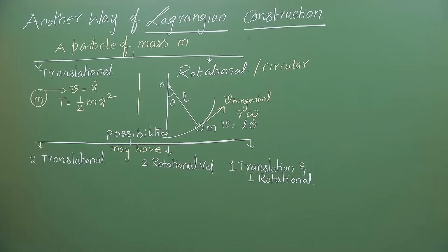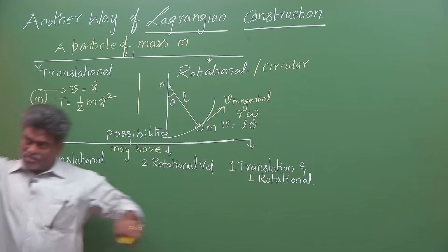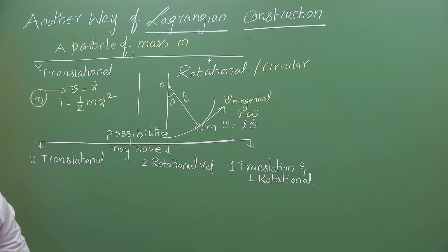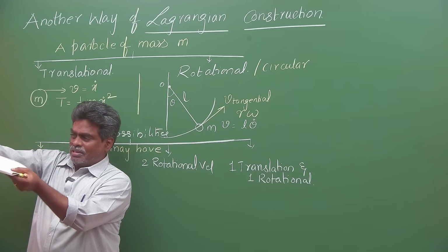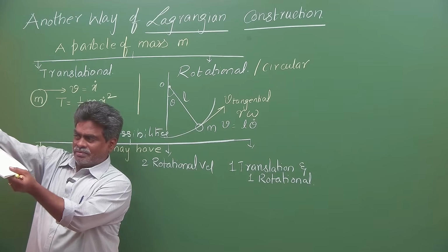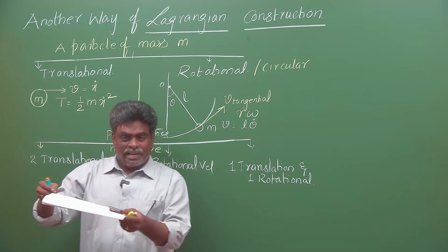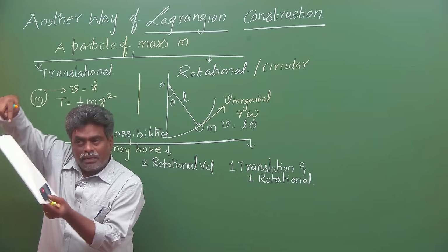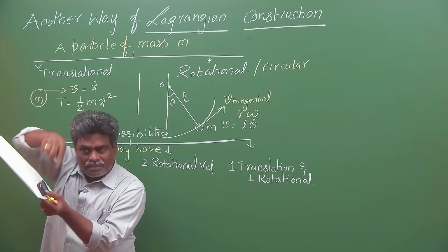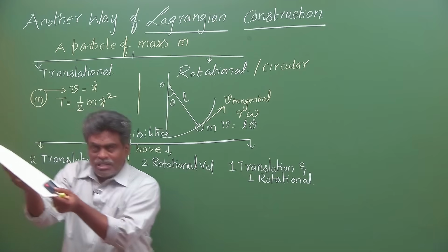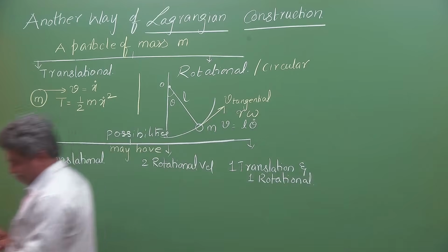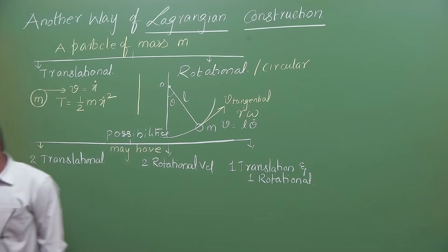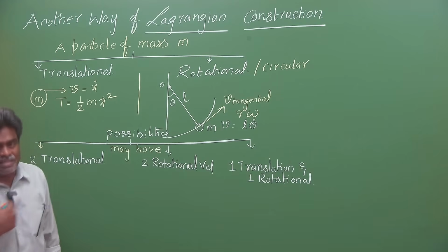For example, take a wedge, and a block of mass m which is sliding along the wedge, while the entire wedge is also moving. Then how many translations does this mass have? One is along the plane, another is along the x-axis.